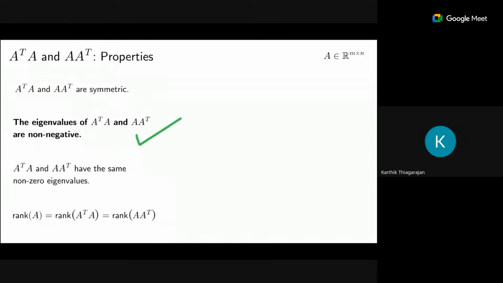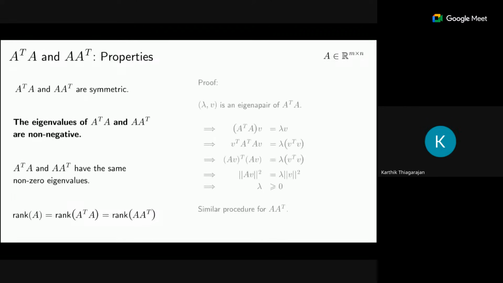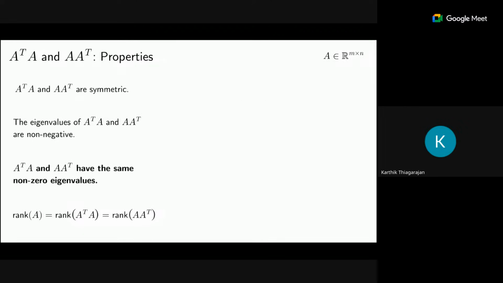The singular values are nothing but square roots of the eigenvalues of A transpose A or A A transpose. So it is necessary that they be non-negative; otherwise, you can't even define that. It is because they are non-negative that we can calculate the singular values. That is the property, and again there is a proof for that. This is another useful property.